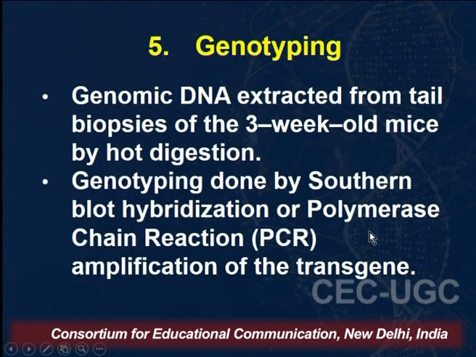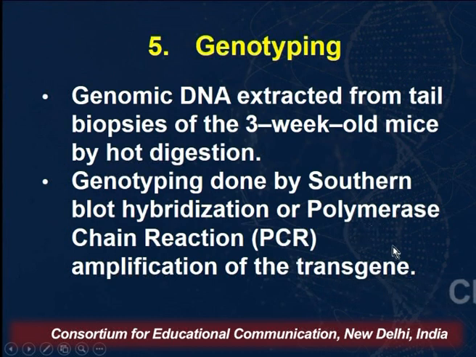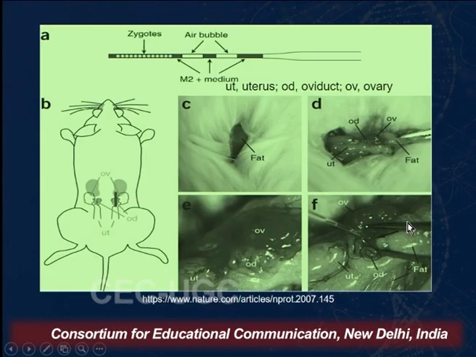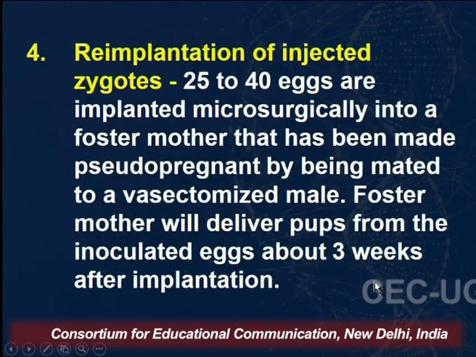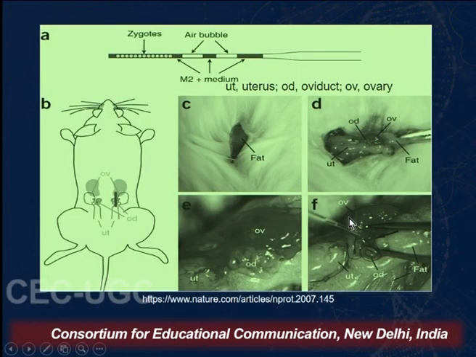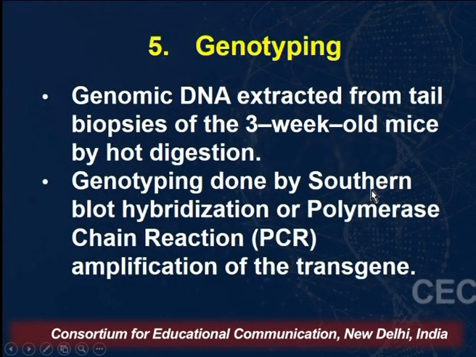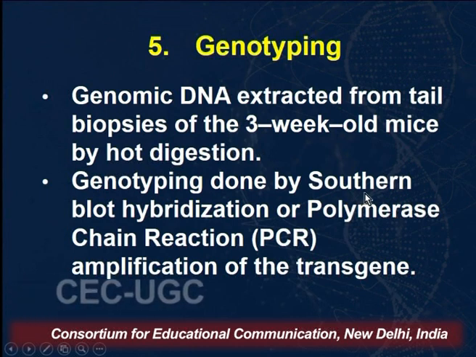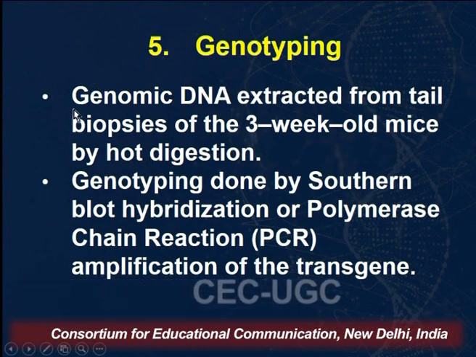The last step, to identify the transgenic mice, is genotyping. The foster mother is going to produce a series of pups. As I said, about 3 weeks after implantation, it will deliver pups. Now, to identify whether these pups are carrying our transgene or not, genotyping is done. The genomic DNA is extracted from the tail biopsies of the 3-week-old mice. It is done by hot digestion.